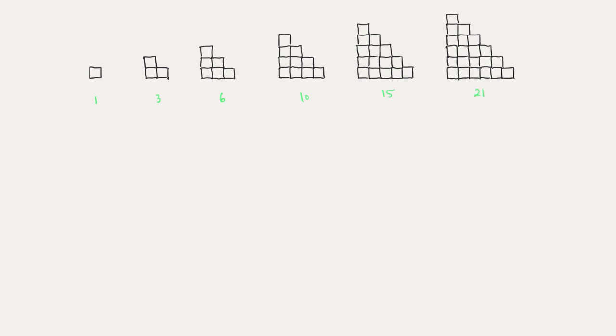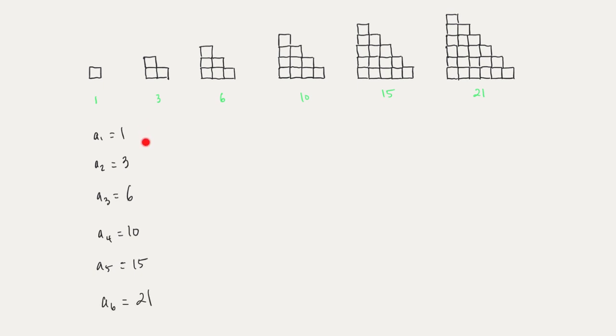Naturally, the question is, how many blocks do we need to build the next staircase? This is a sequence where a sub 1 equals 1, a sub 2 equals 3, a sub 3 equals 6, a sub 4 equals 10, a sub 5 equals 15, and a sub 6 equals 21.